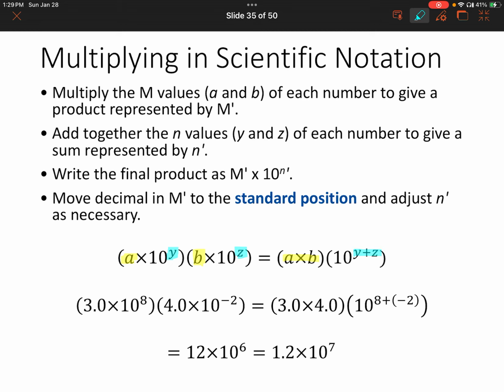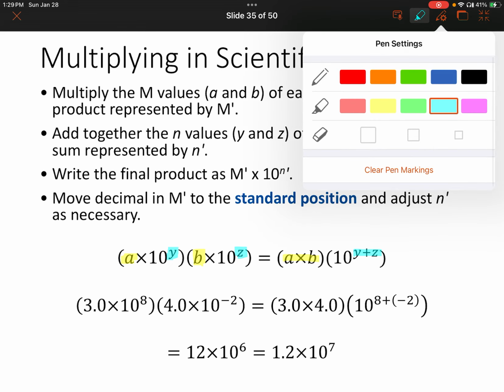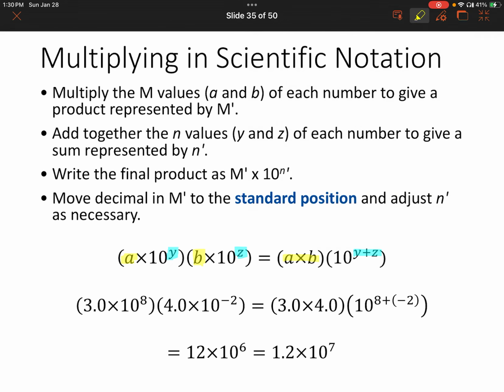So underneath that, I have two actual numbers that we're trying to multiply together. So we have 3 times 10 to the 8th multiplied by 4 times 10 to the negative 2. So again, we're going to take those coefficients and multiply those together.